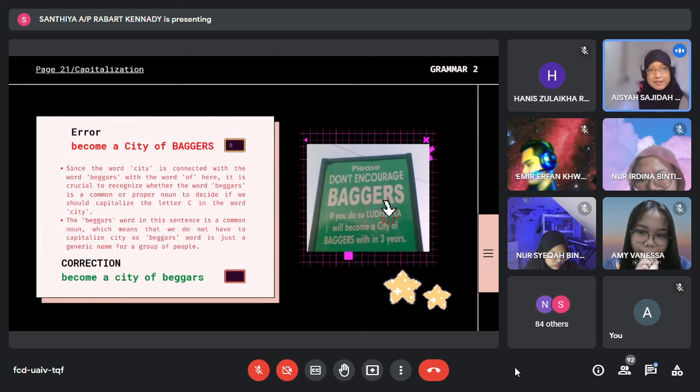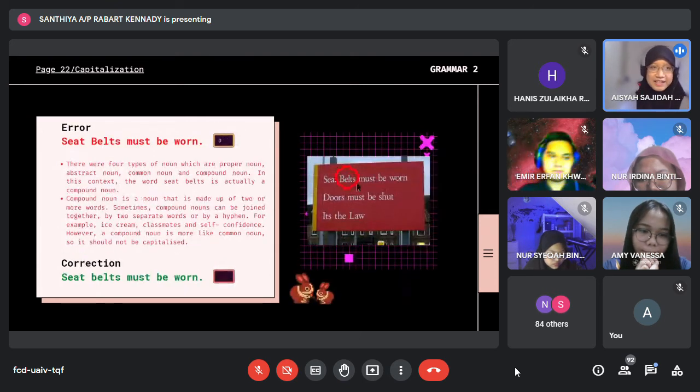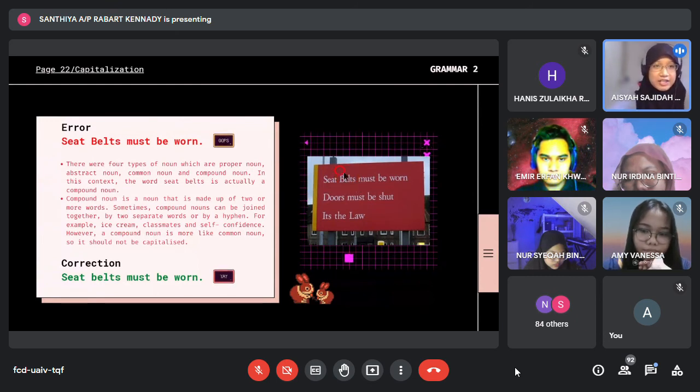Next slide, please. Lastly, the error here can also be found on this signboard, which is "Seat Belts Must Be Worn." So the words seat belts are capitalized here. The correction should be "seat belts must be worn," with the word be not capitalized.